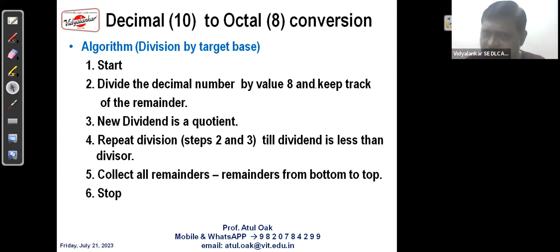Same things I discussed some time before. Okay, the only difference is instead of dividing by 2, you will divide by 8. I repeat, instead of dividing by 2, you will divide by 8. That is the only difference. Otherwise, same algorithm, division by target base. This is called target and this is called source. My source is 10 and my target is 8. Okay, source means where you start from, target means where you have to go.